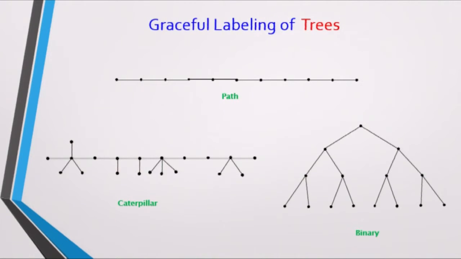Here's a couple examples here. Paths, just straight lines. How do we label those things? That's it.